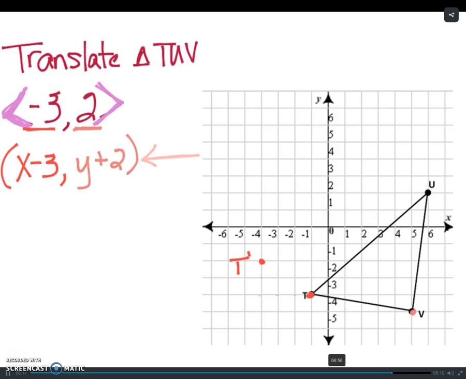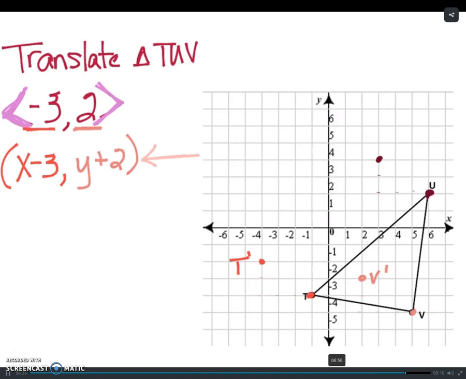Then I have v. And again, I'm going to go back 1, 2, 3, and up 1, 2. Okay, and that is v prime. And for u, I'm going to go back 1, 2, 3, and up 1, 2. Okay, and that is u prime. And then I can connect all of my points, and I will have my new figure.